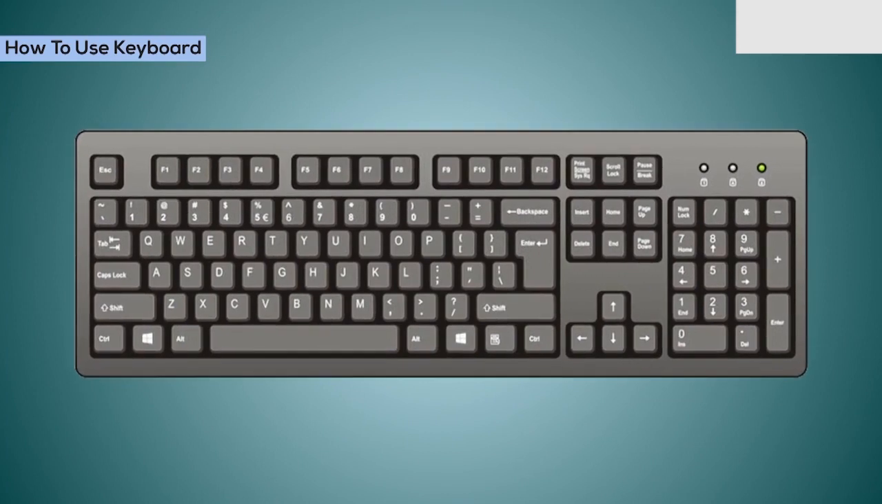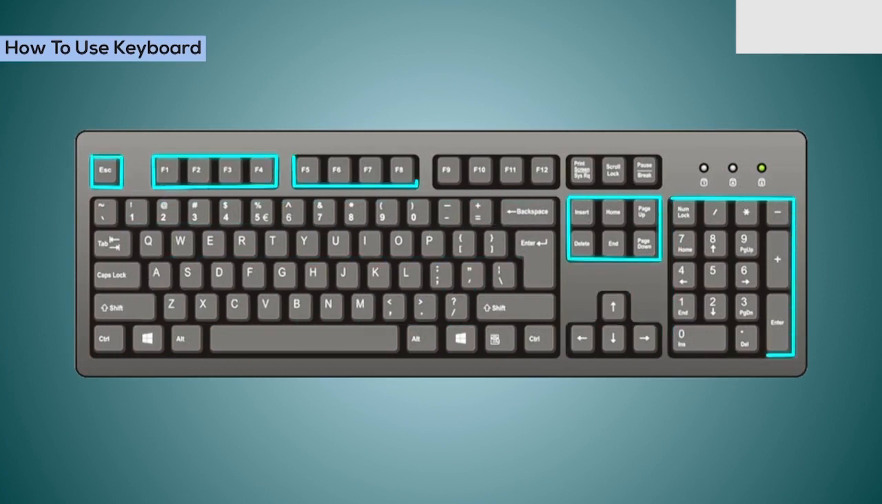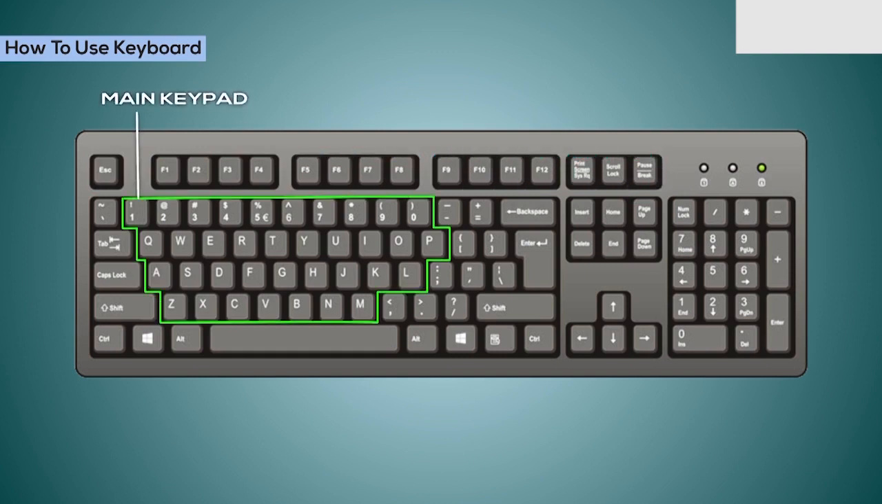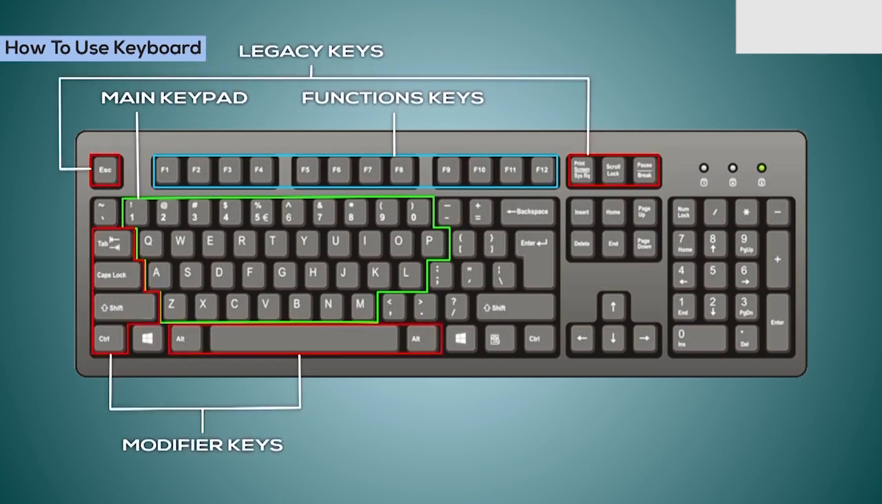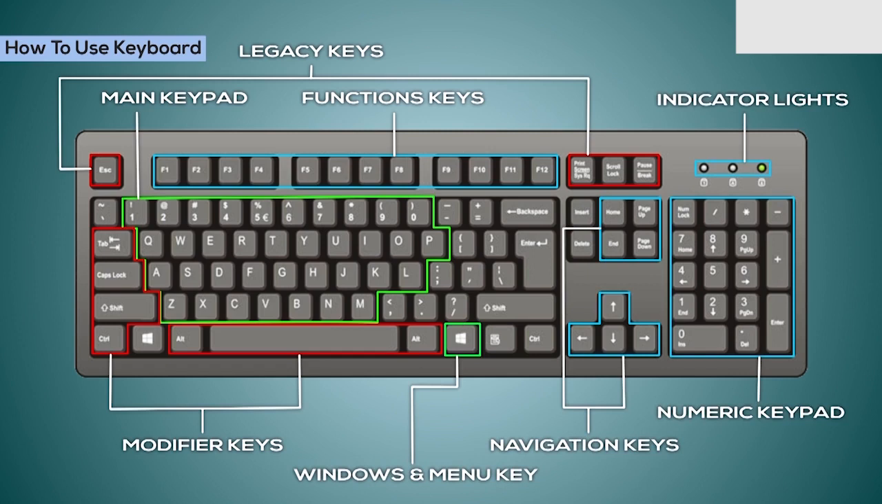We have already learned that a computer keyboard is an input device used to enter characters and functions into the computer system by pressing buttons or keys. Here is the keyboard layout, which shows the main keypad, function keys, modifier keys, legacy keys, navigation keys, numeric keypad, indicator lights, windows and menu key. Typing in QWERTY keyboard. These are the alphabet keys that help in typing out words and documents. We will talk about this in further details shortly.